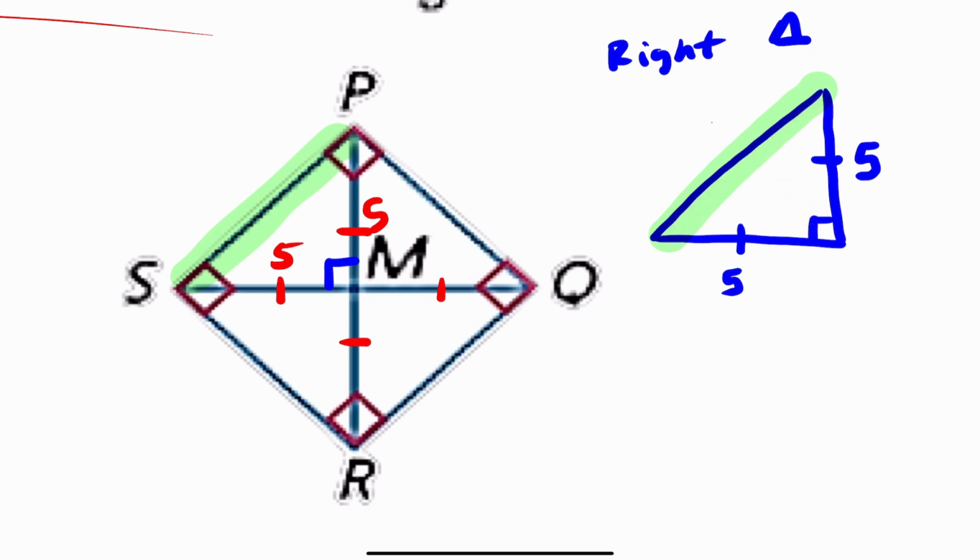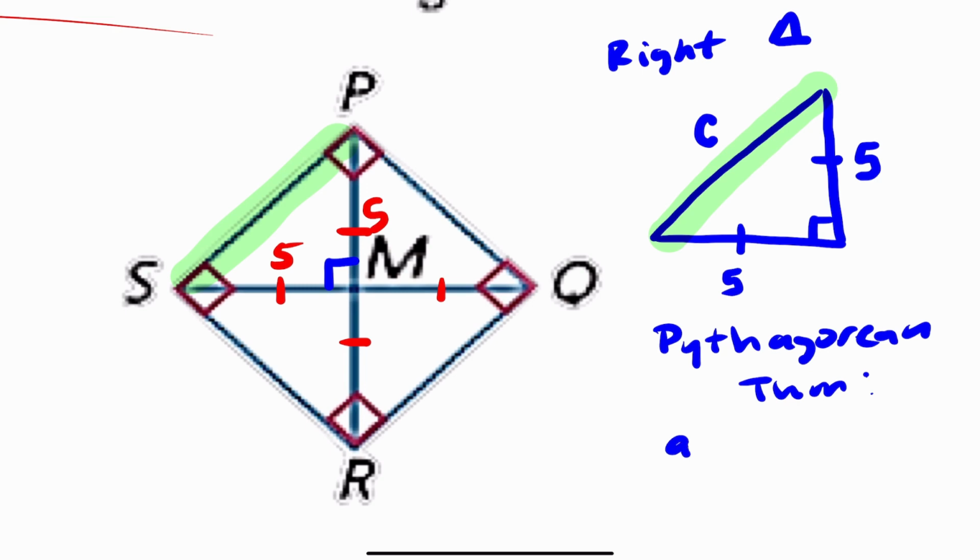So we're going to call that C, because I don't even know what that is. That's my unknown. And hopefully you understand what we're trying to do here, because you have a right triangle and you're dealing with the letter C, you're going to have to recall something called the Pythagorean theorem. The Pythagorean theorem states that if you have a right triangle, a squared plus b squared is equal to c squared.